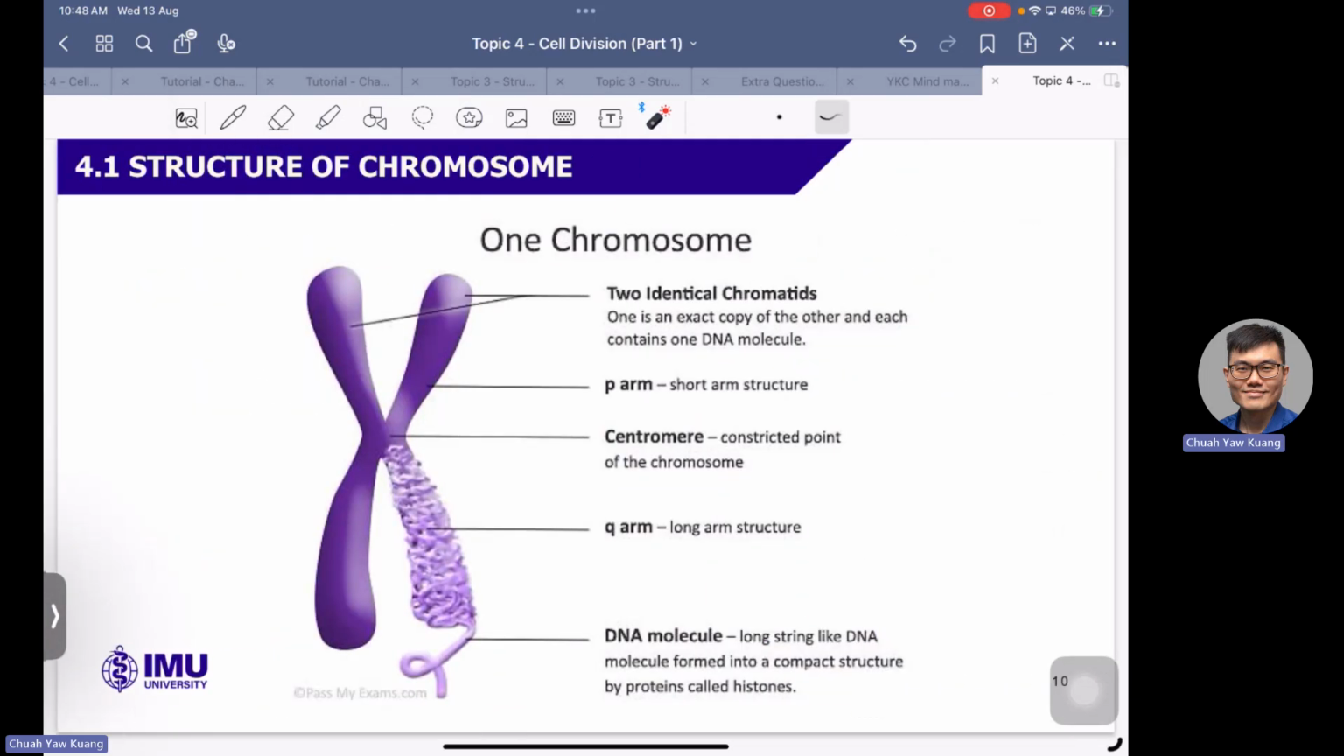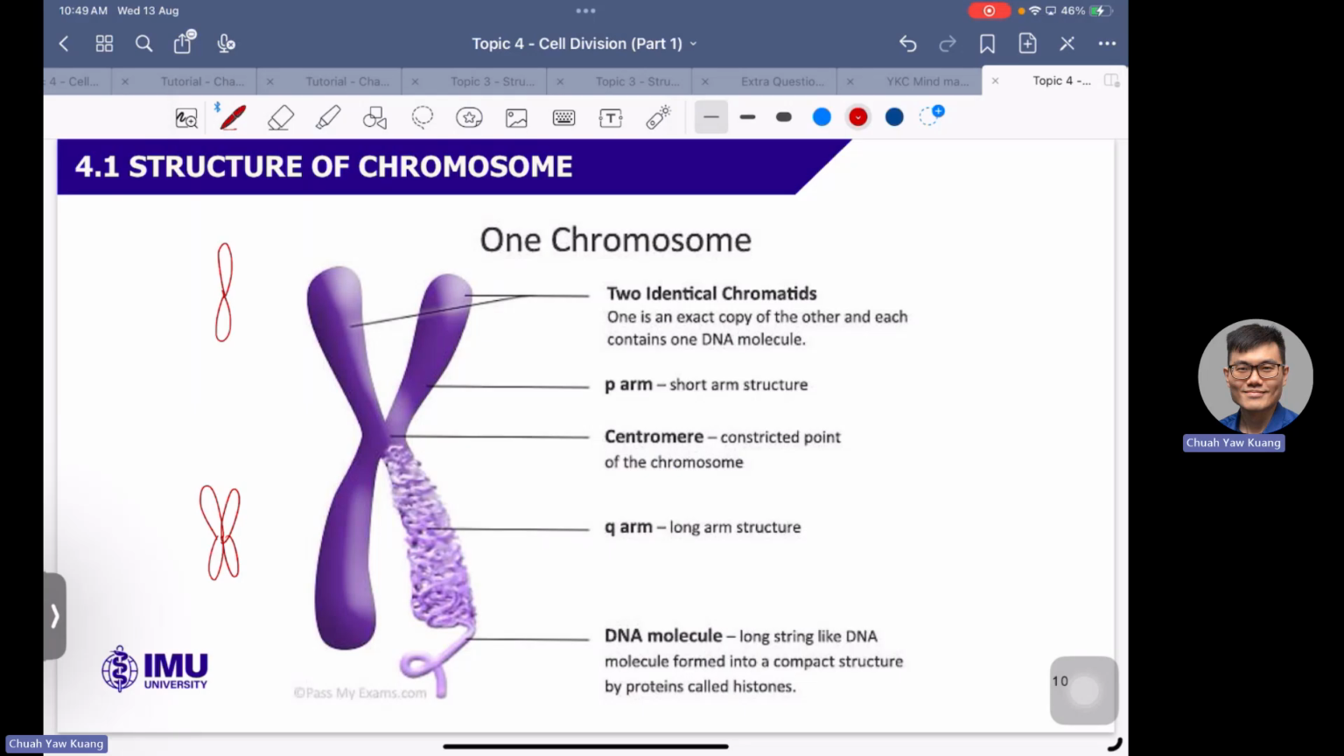Then next we'll look at the chromosome, the structure of the chromosome. So for the chromosome, right? Sometimes you will see a chromosome like this. Sometimes you will see a chromosome like this. Which one is called chromosome? Both also chromosome, yes. This one is named as chromosome. This one is also named as chromosome.